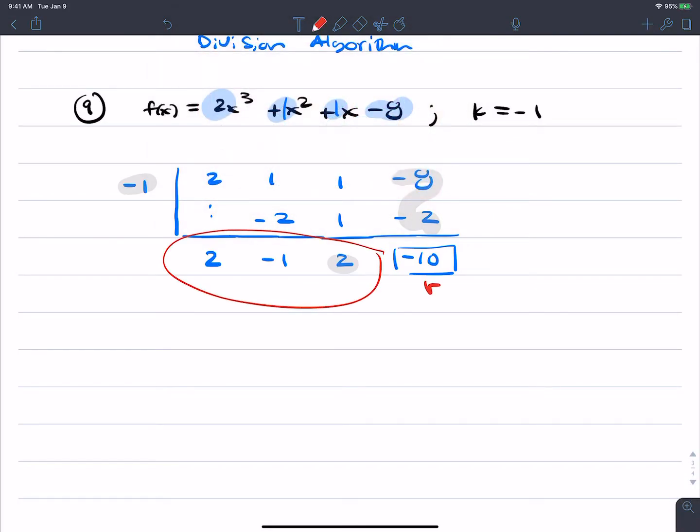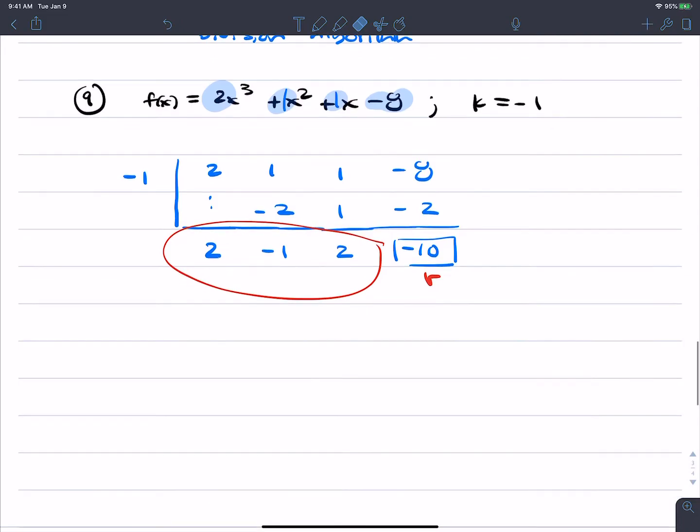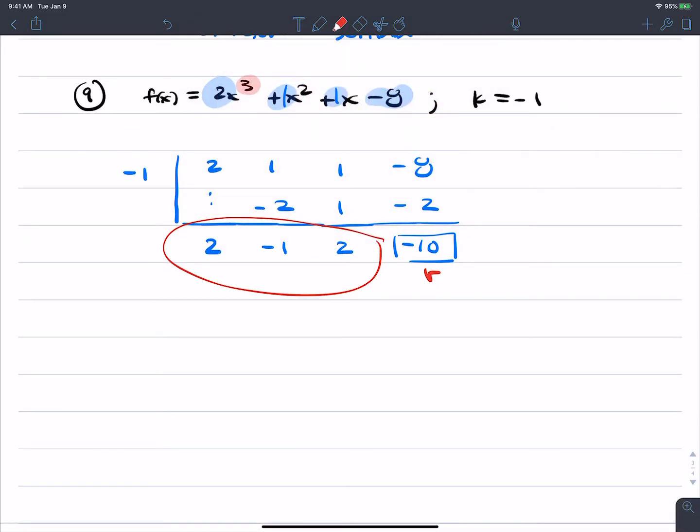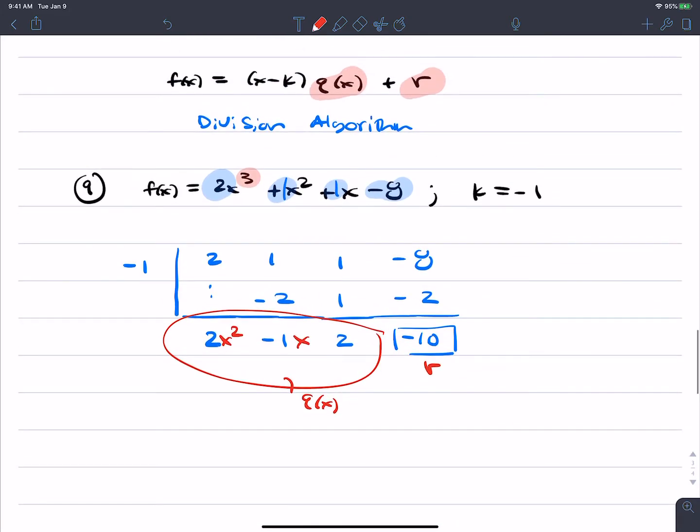So I'm going to use these coefficients again. And remember, my polynomial will always be 1 degree less than the given function. So 1 degree less than 3 would be 2, so this will be x squared and x. This is my quotient. We now have to write this using this format here.